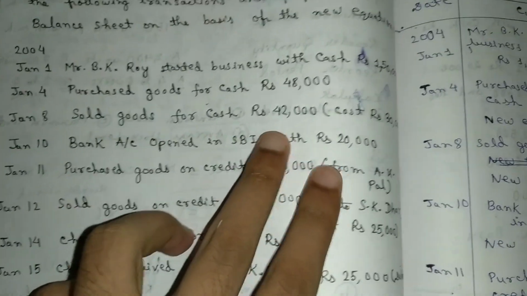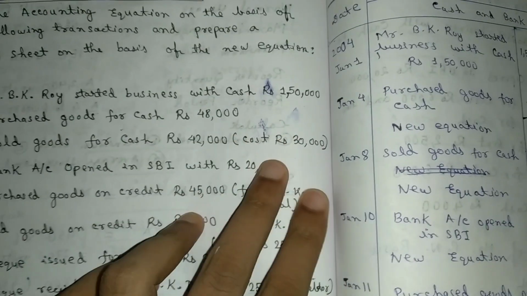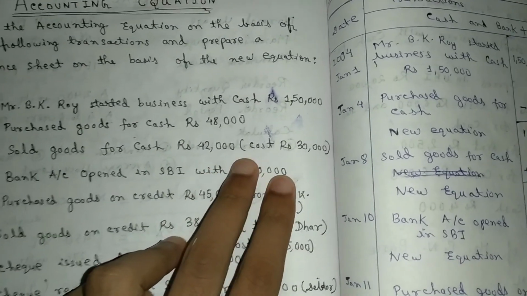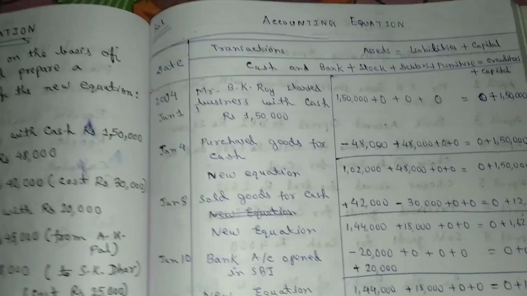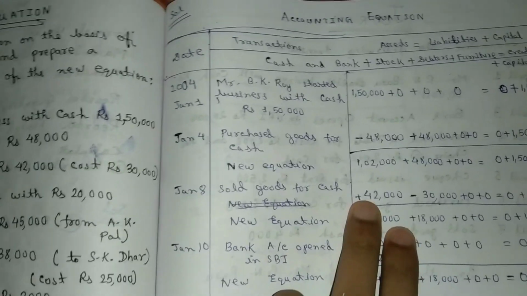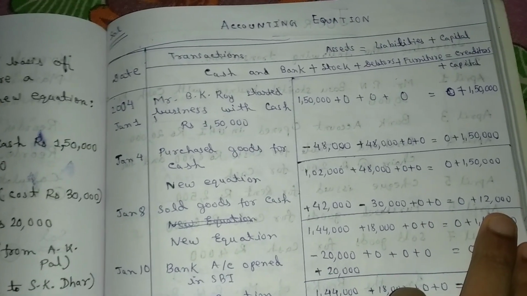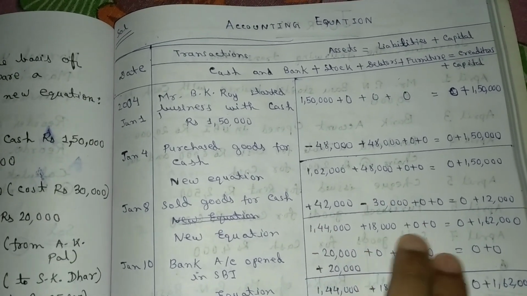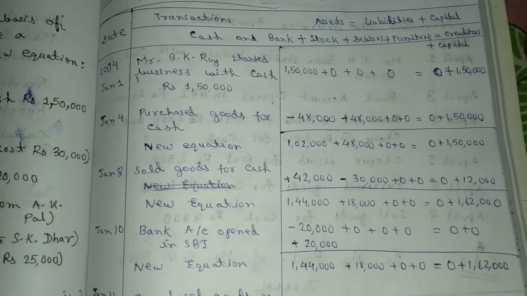Sold goods for cash rupees 42,000, cost 30,000. The goods cost is 30,000, but it is sold for 42,000, which means there is a profit of 12,000. Cash is coming in. What is the real cost? 30,000. So there is a profit of 12,000. So 1,44,000 after adding, subtracting 18,000, and 1,62,000 is coming in on the liability side.